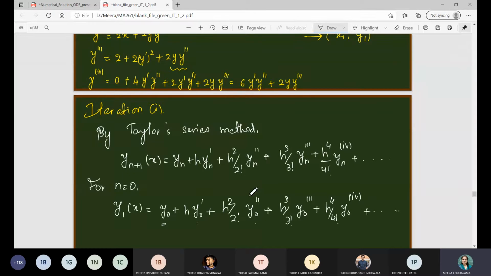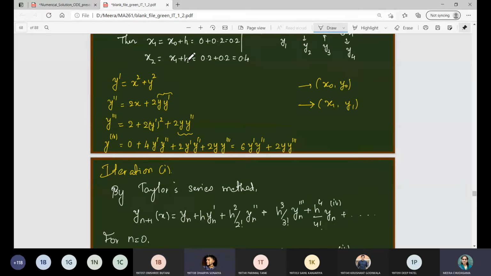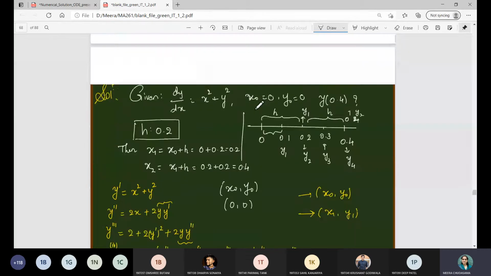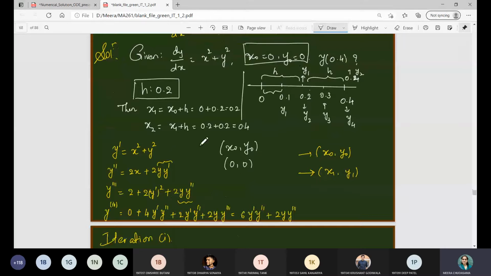How we are going to find out y0 dash first? Y dash of x0. We did it yesterday, like y dash of x0. Yes. So in these four derivatives, we have to substitute first x0 and y0 value, which is given to us as 0 comma 0. See here, this is 0 comma 0 we are given, right? So we are going to substitute x0 and y0 as 0 comma 0.